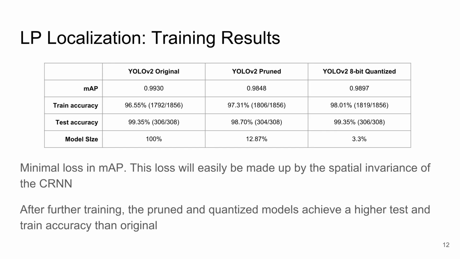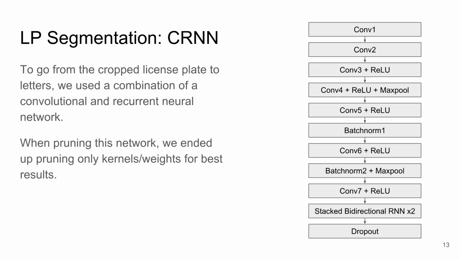For our training results, the YOLO was trained, then pruned and quantized. After pruning and quantization, the model size became 3.3%. The mAP score only lowered slightly, and our training and test accuracy scores actually did outperform the original network. For our license plate segmentation, once we had the cropped images, we used a CRNN to find out exactly which letters are in the license plate.